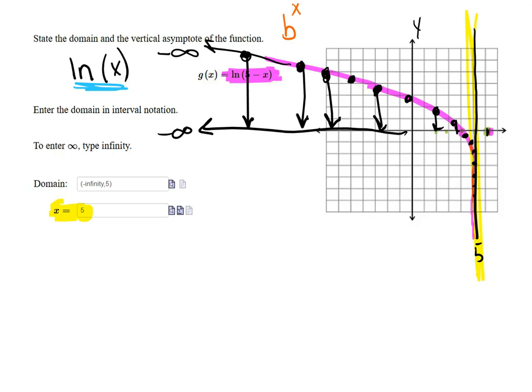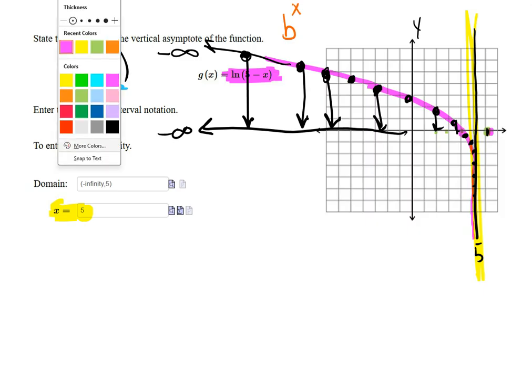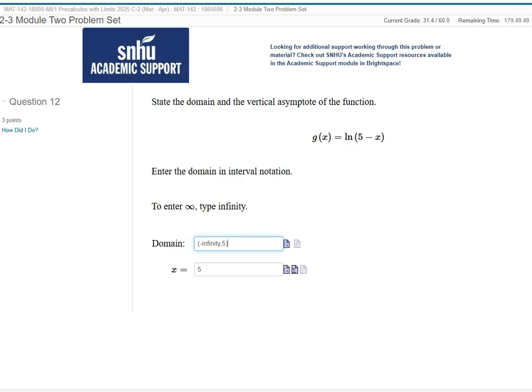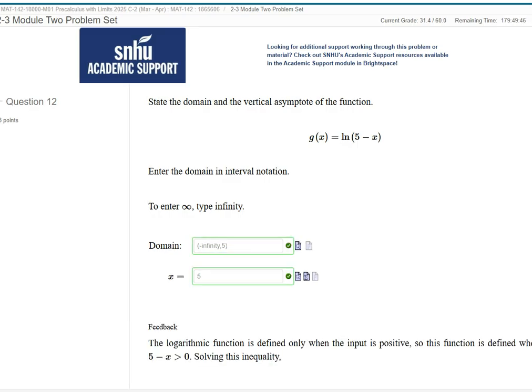So my domain starts from way down here and comes up to this curve and then runs alongside of it. So my x's go from negative infinity up to, and then as close as it can get to 5. And you can see that's what I typed: negative infinity, comma, to 5. That is my domain. And just to make sure I got it right, there you go.